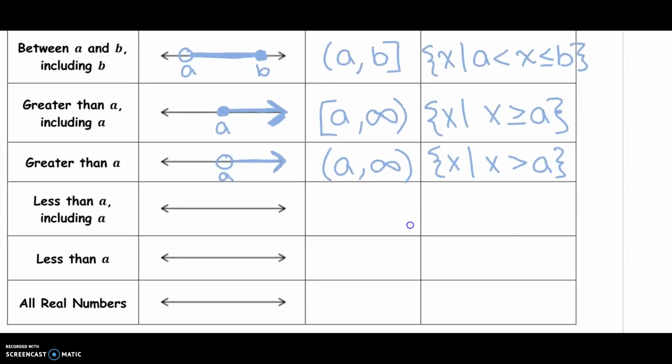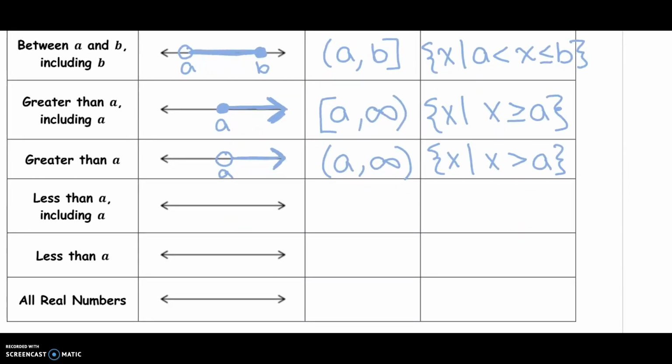Okay, and then the next one, less than A, including A. So we're talking about a closed circle at A and anything to the left is shaded in. So for this one, we're going to say the smallest number first, which in this case is negative infinity. Okay, and again, remember what we said before, around infinity, we always use a parenthesis. And now we're saying up to A. So the largest number in this example is A, and we're including it, so we're putting a bracket.